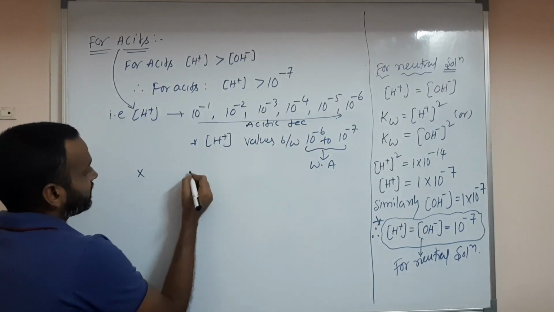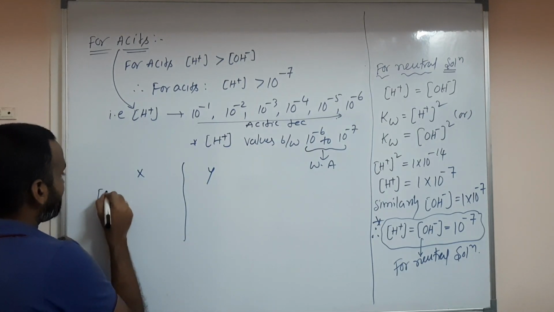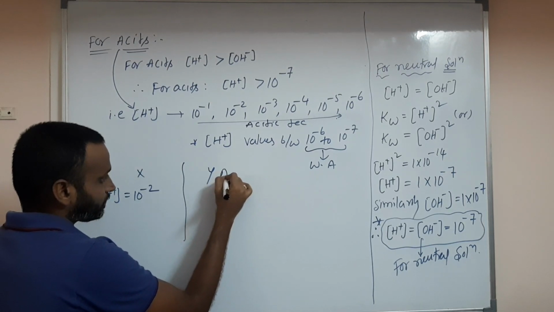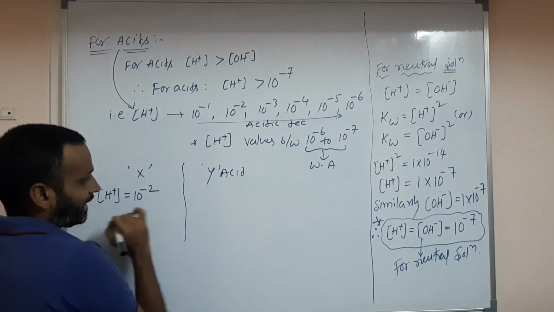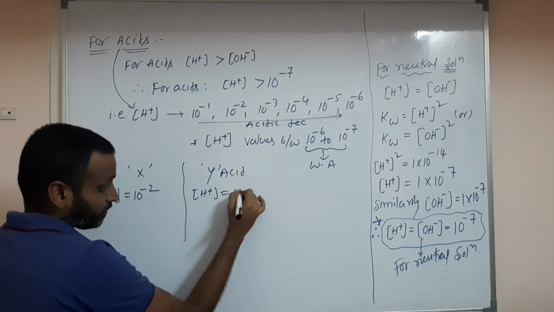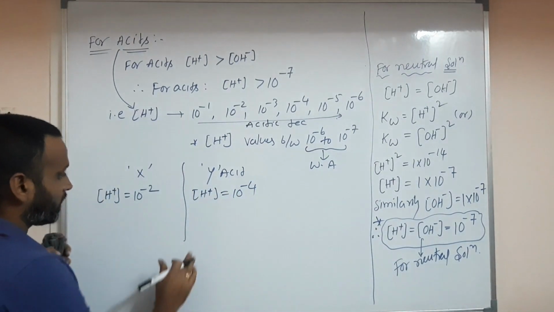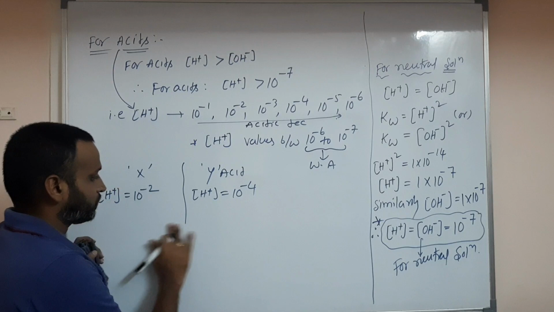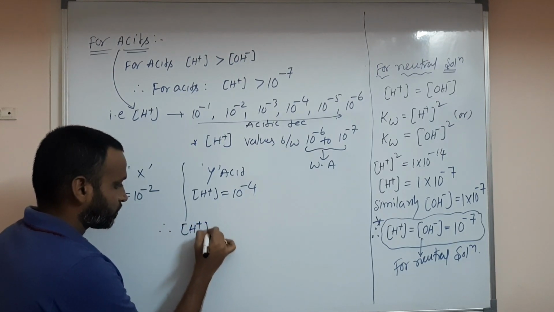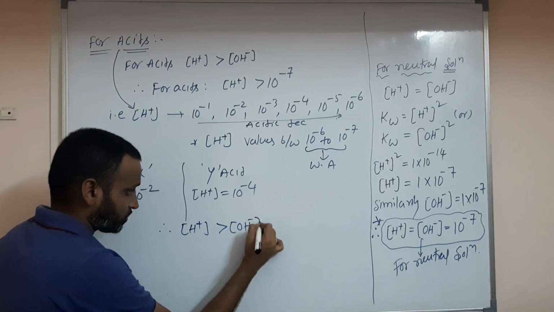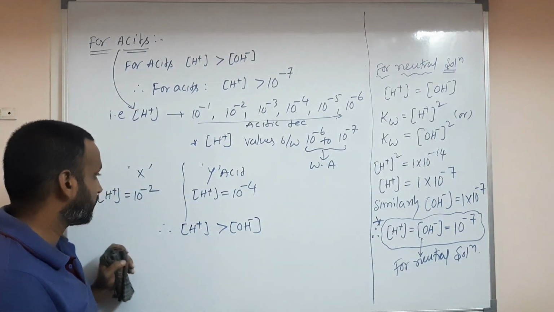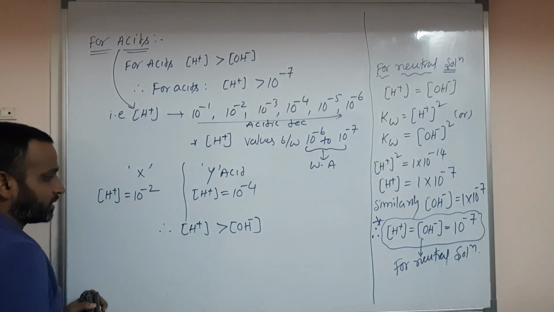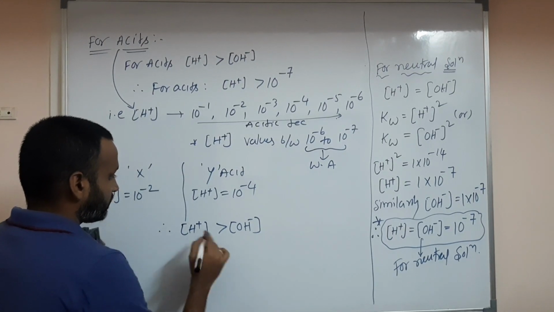Suppose there is X acid and Y acid. X acid has concentration of H plus 10 power minus 2 and Y acid has concentration of H plus 10 power minus 4. So which is bigger? 10 power minus 2 is bigger. Mathematically you know 10 power minus 2 is bigger than 10 power minus 4. Therefore you can say concentration of H plus is greater than concentration of OH minus. That's it. Got it clearly? See, why am I telling this again here.